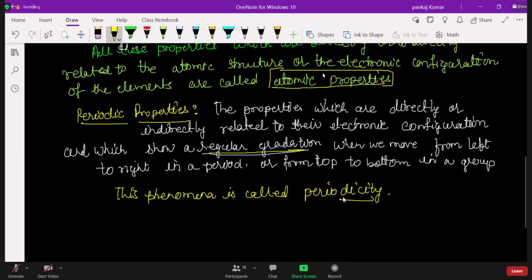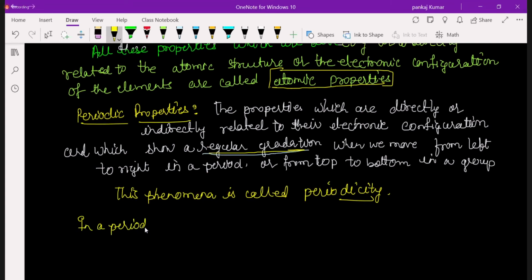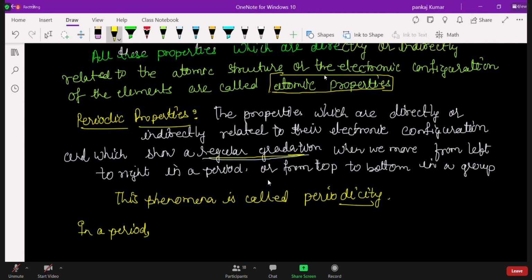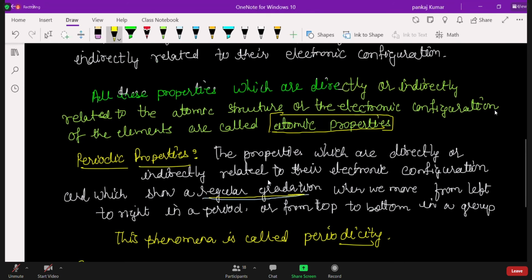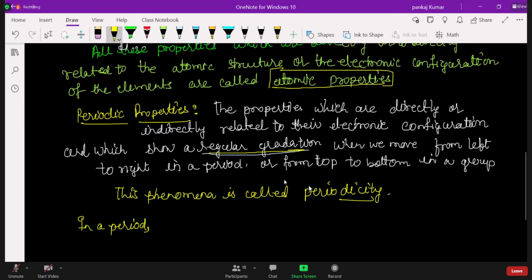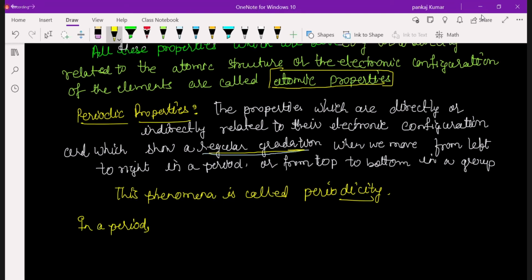Sir, can you scroll up? I am going so slowly. I'm going very fast. Sir, anyway, it's available in OneNote. I'm going at medium speed.